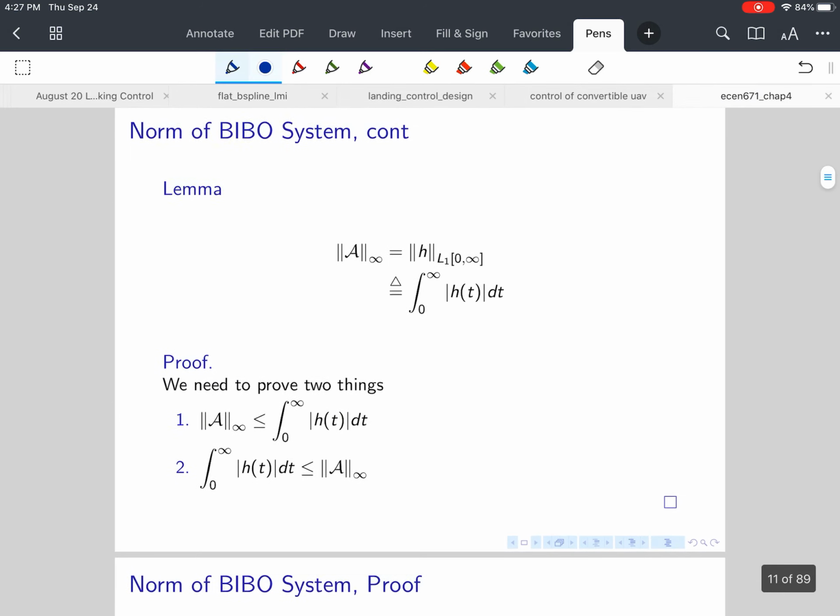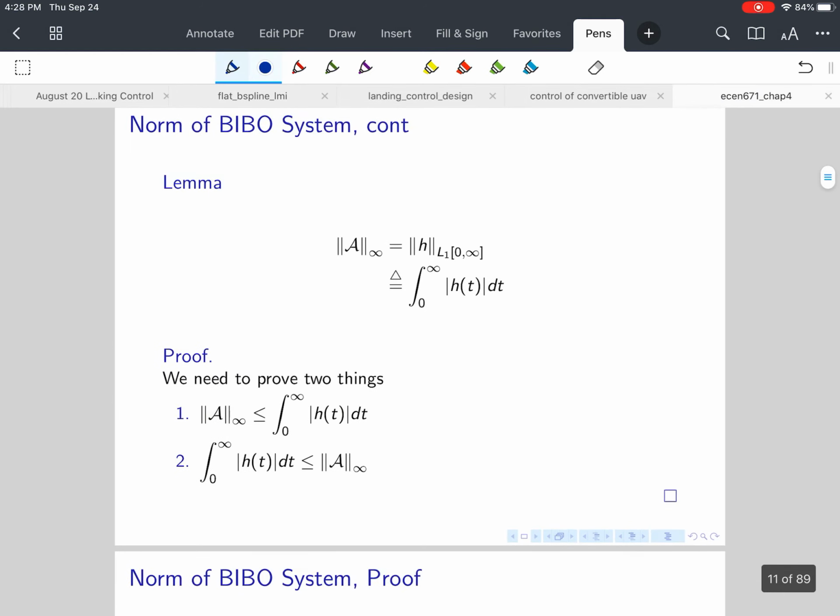Okay, so here's a little lemma. The infinity norm of that operator is going to be the L1 norm of the impulse response. In other words, it's the integral of the absolute value of the impulse response. Again, that's equal to the L1 norm of H infinity. All right, so how would we go about proving this?